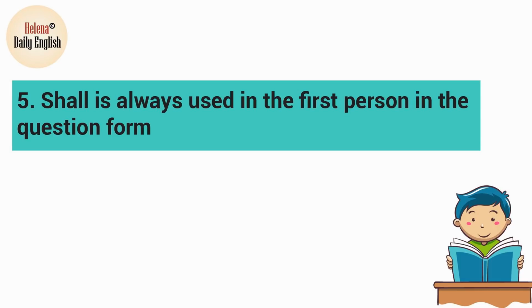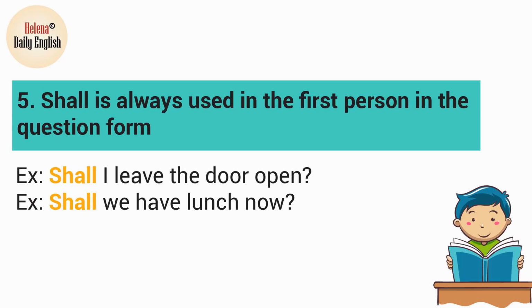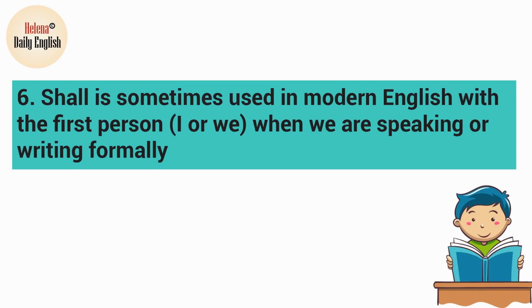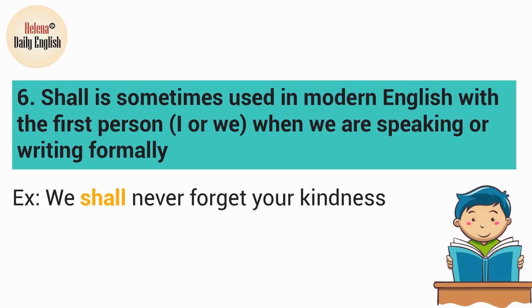Shall is always used in the first person in the question form. Example, shall I leave the door open? Or, shall we have lunch now? Shall is sometimes used in modern English with the first person, I or we, when we are speaking or writing formally. Example, we shall never forget your kindness.